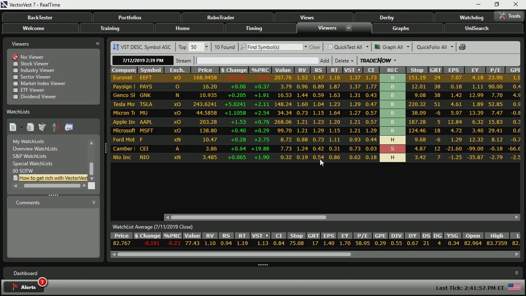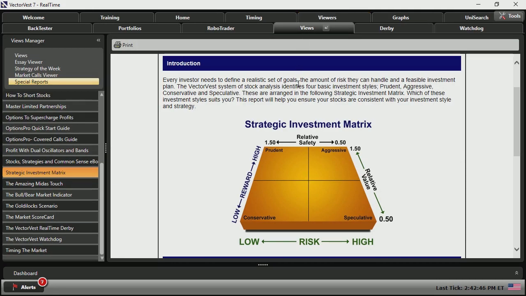But one feature that's commonly overlooked is below that, the watchlist average. This is where you can get a breakdown of what style of investing your portfolio really fits under. As we take a look, we can see the relative value, or the RV, is above 1. The relative safety is below 1. So if we go back to the views to look at the matrix, we can see relative value is above 1, relative safety below 1. Therefore, that would classify our portfolio as an aggressive portfolio.